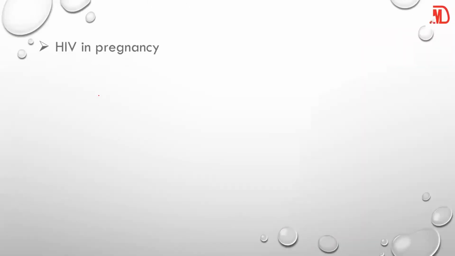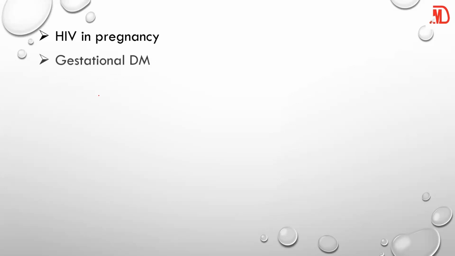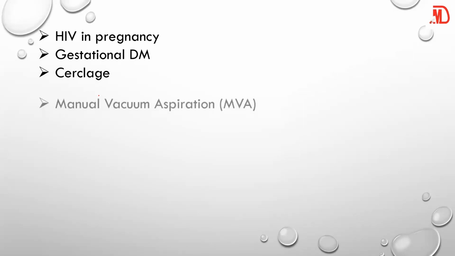All right. Now we are still on it. HIV in pregnancy is also there. We have gestational diabetes mellitus. We have cerclage. So those people with, let me say, incompetent cervix, or it's very loose, you have to do this procedure to tighten it, or you have to suture the cervix to tighten it up. Otherwise, it can easily lead to abortion. So all of these things, you must know them.